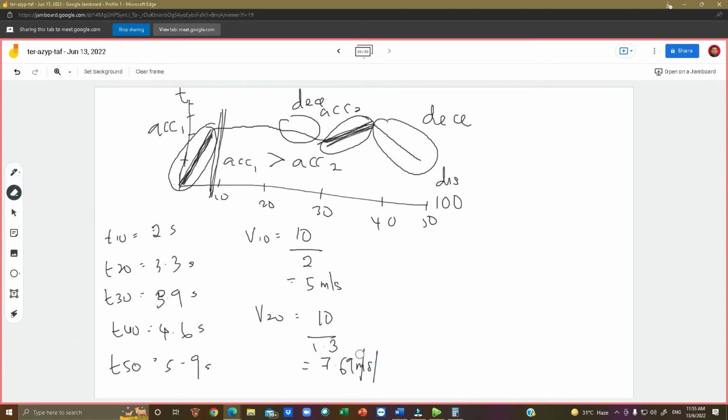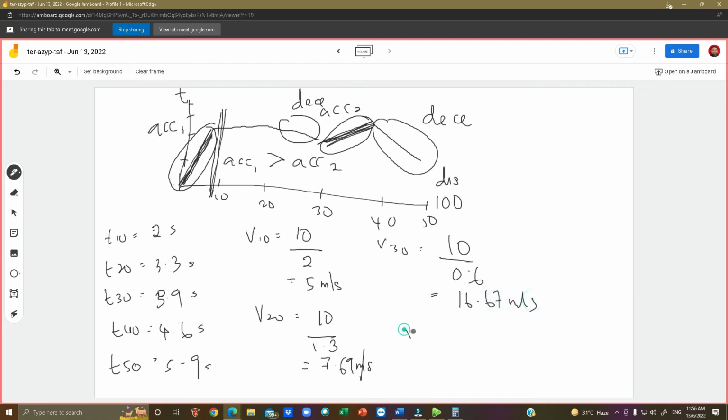Okay, the third one, V30. We have 10 meters again. And the time is, what is the change in time? 5.9 minus 3.3. We have 0.6. Oh, so fast, right? What do we get? We get 16.67. We need to correct the graph in a while.